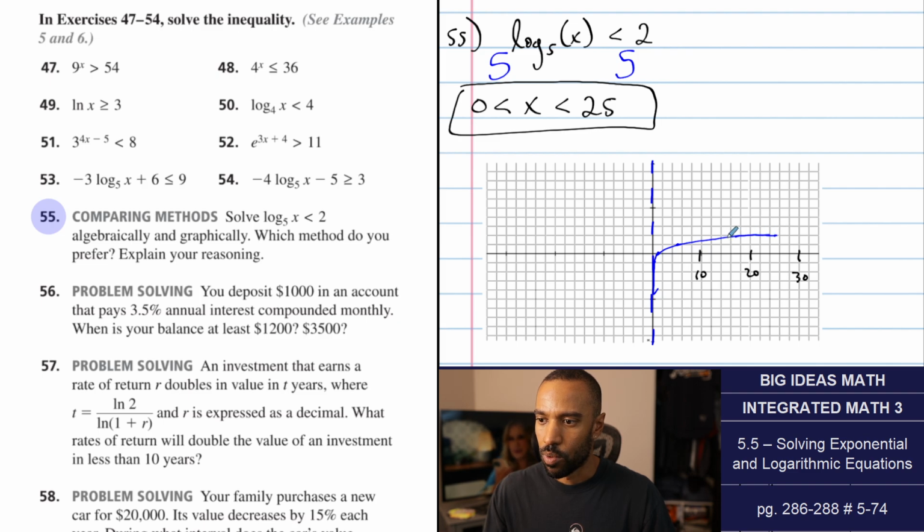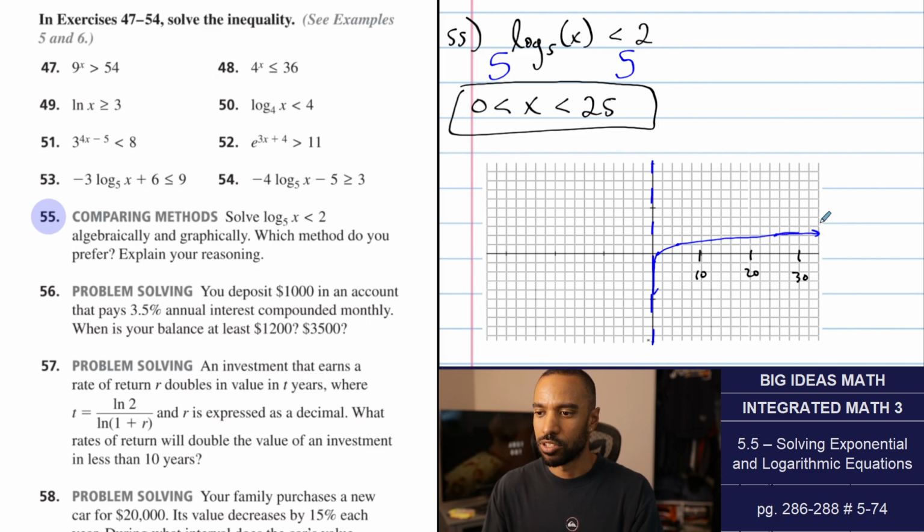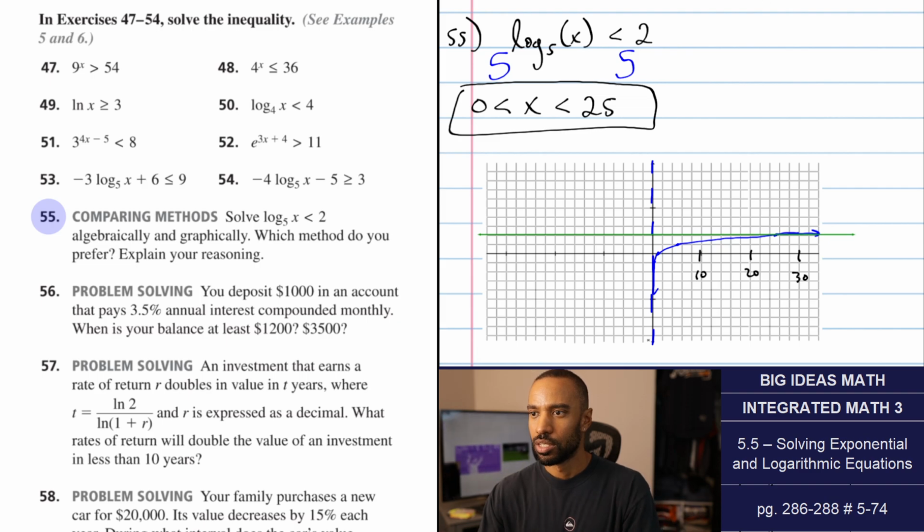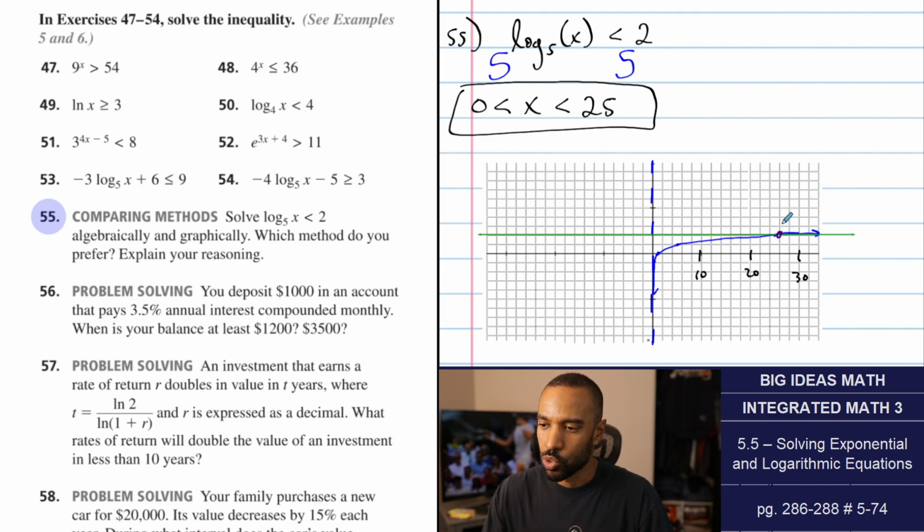Less than 2. So for what values is this graph less than 2? So here's y equals 2 coming up. Remember, we were basically graphing y equals and figuring out where one goes versus the other. I'm going to thin that out. Okay, so this is the point of intersection at 25, 2. So when x equals 25, then boom, they are equal.